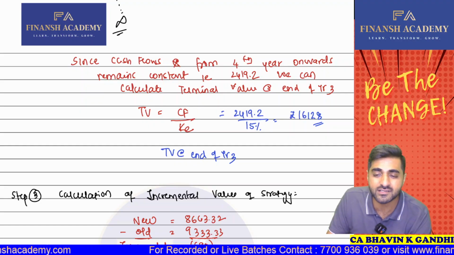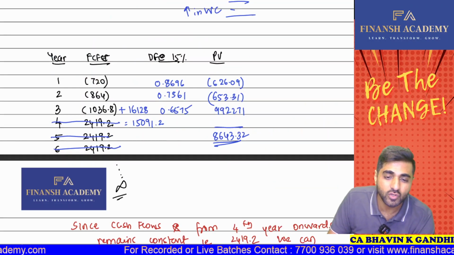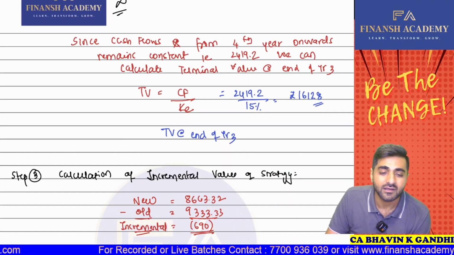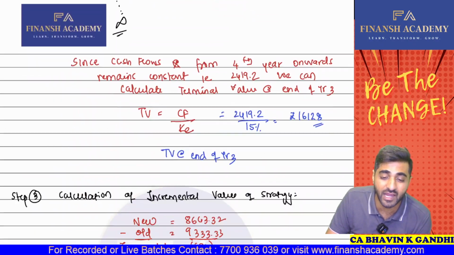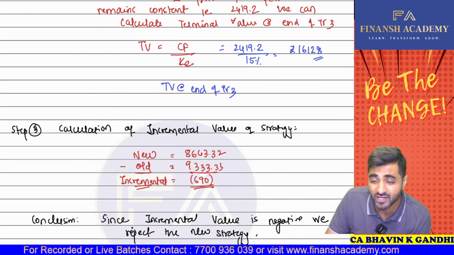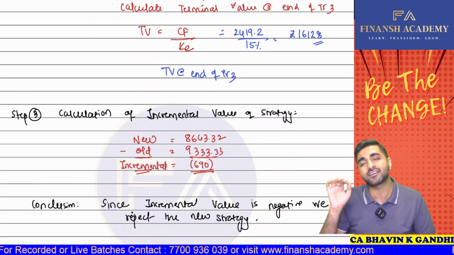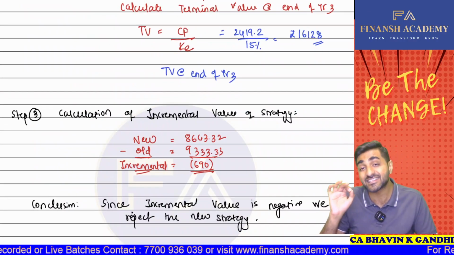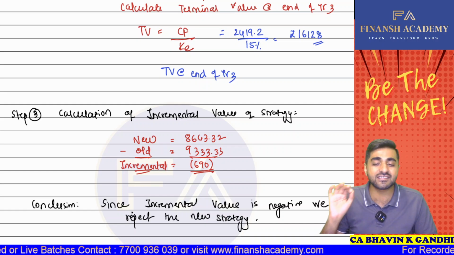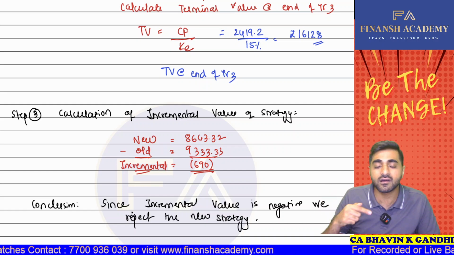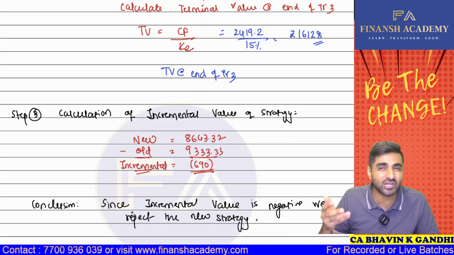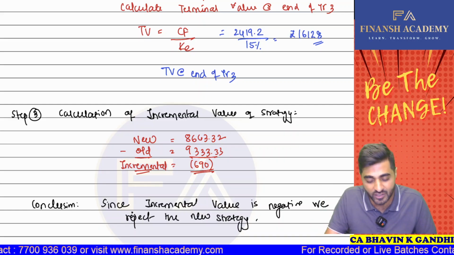And then, my dear students, if you just check, you will come to know that we have your final value of 8643 and your old strategy was 9,333. And as you all can see, this is negative. Because this is negative, incremental value is negative. Should we go for the strategy or should we reject the new strategy? Answer is we should reject the new strategy. Okay.